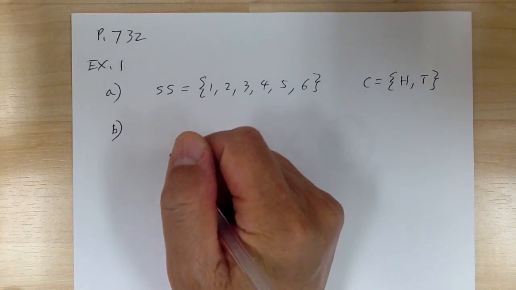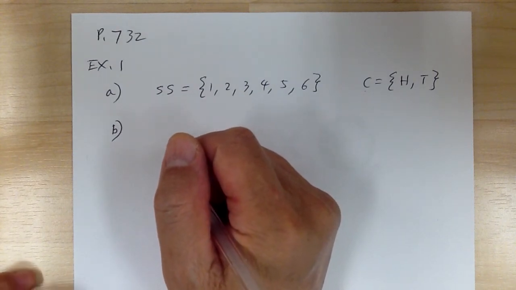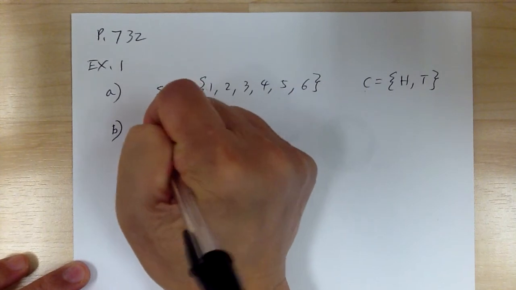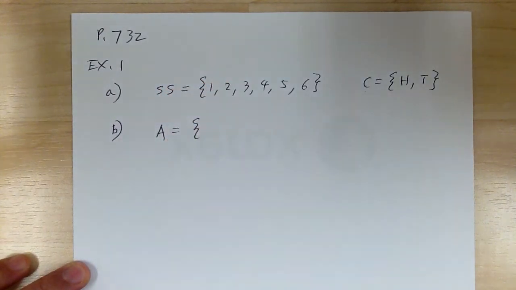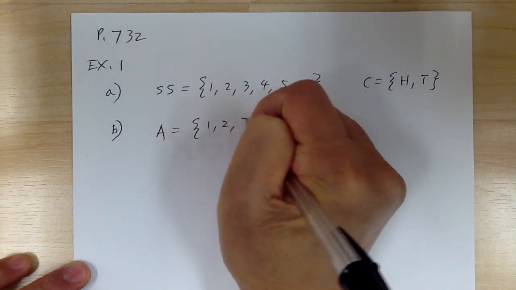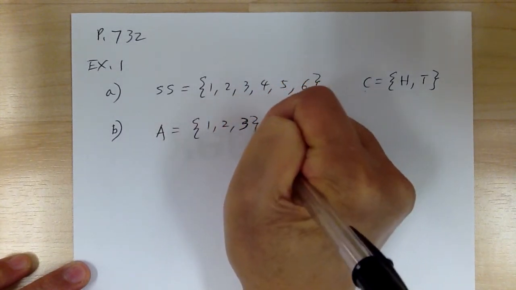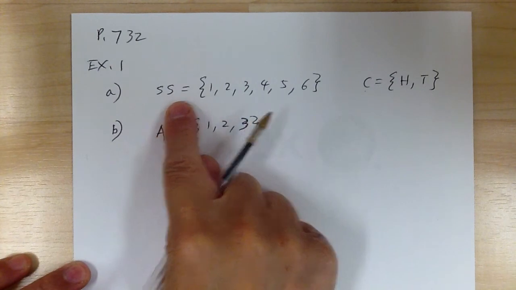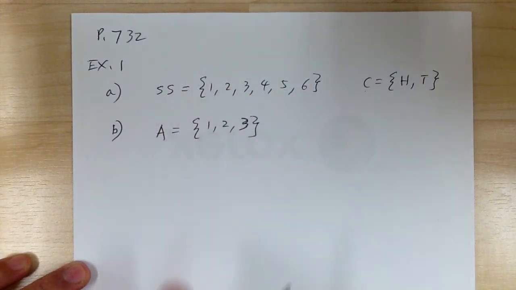You're looking for the event that the number is less than 4. Let's call this event A. Event A would be 1, 2, or 3. Again, sample space is all the possible outcomes. Event is what you want. If you want less than 4, then it would be 1, 2, and 3.